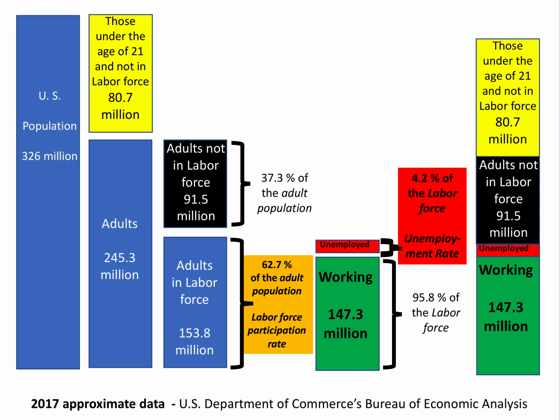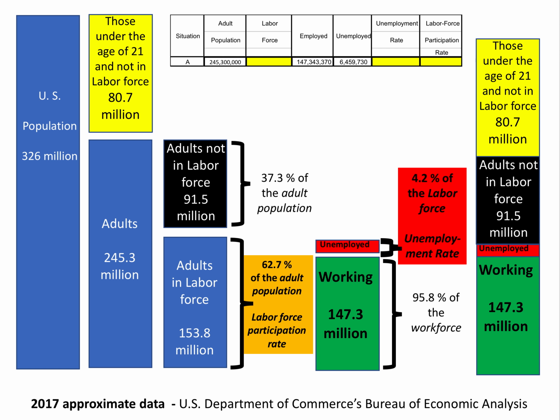Now, we can take all those chunks, if you will, and see what they mean. Okay. Again, we got the people who are under age 21 and not in the labor force, and then we have the black bar, which is adults not in the labor force. And then we have the red bar, which is the number of people unemployed. And then we have the green bar, which is the working group. And all we're measuring is that red bar.